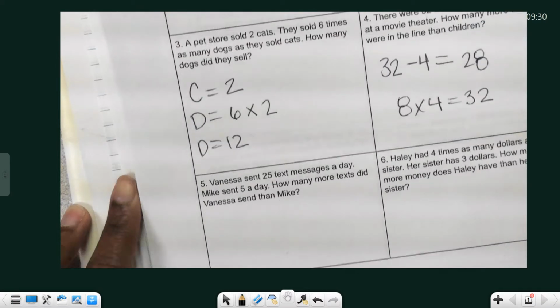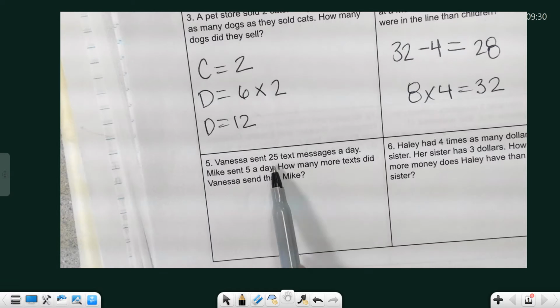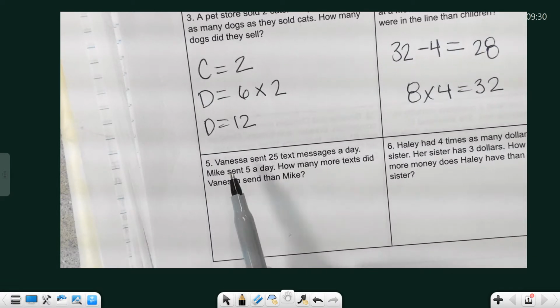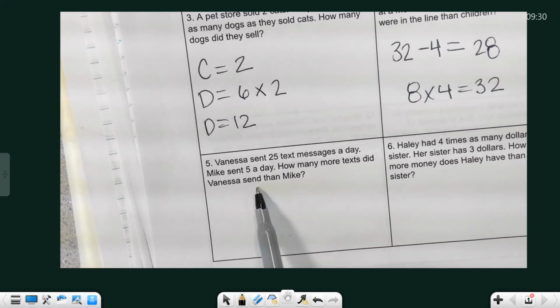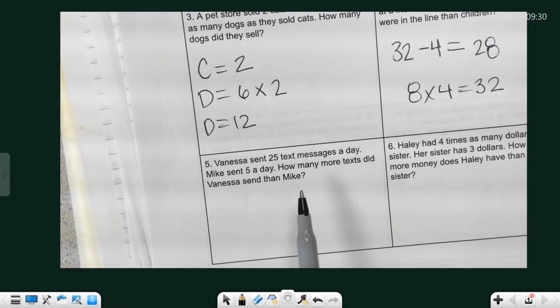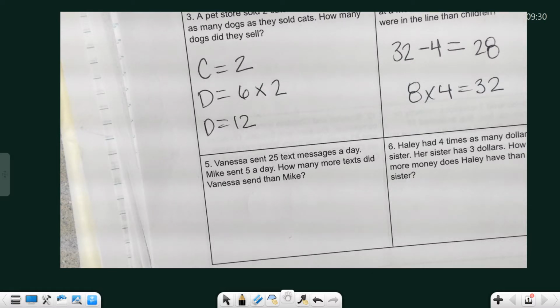No, ma'am. Number 5. Vanessa sent 25 text messages a day. Mike sent 5 a day. How many more texts did Vanessa send than Mike? 25 divided by 5. No, 25 times 5. 25 minus 5.